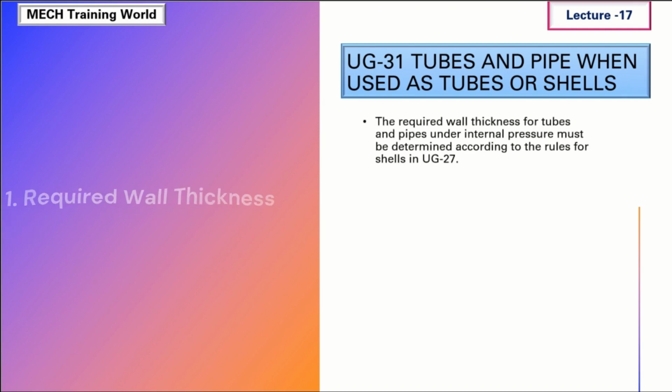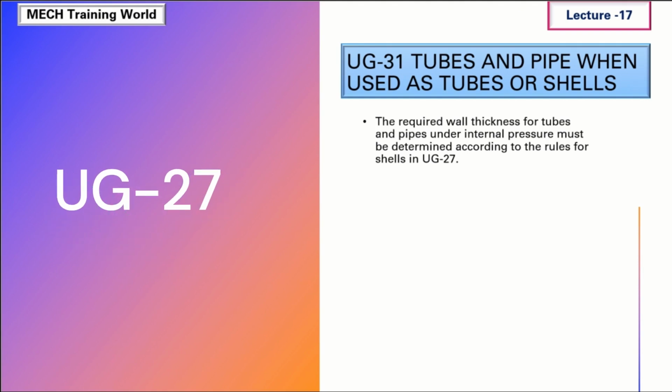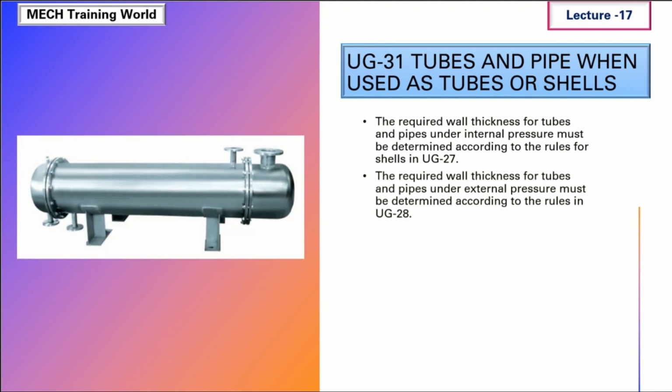Firstly, we need to calculate the wall thickness of the tube or pipe under internal and external pressure conditions. To calculate the required wall thickness, we need to use UG27 and UG28 clauses. For internal pressure condition, we use UG27 formulas, and for external pressure condition, we will use UG28 to calculate the required wall thickness. So, the required wall thickness for tubes and pipes under internal pressure is determined using the rules given in UG27, and for external pressure we use UG28 to determine the required thickness.